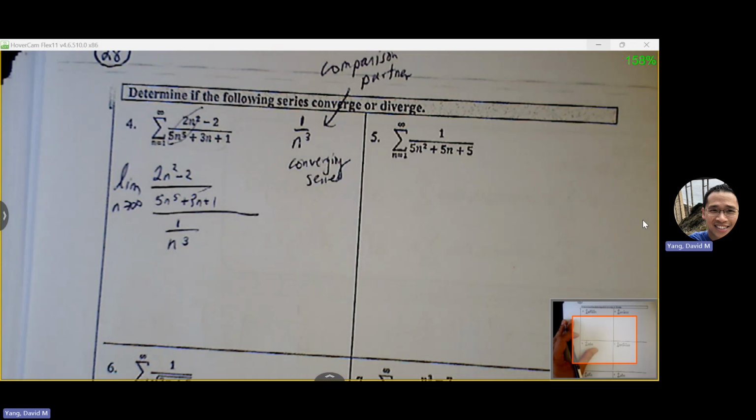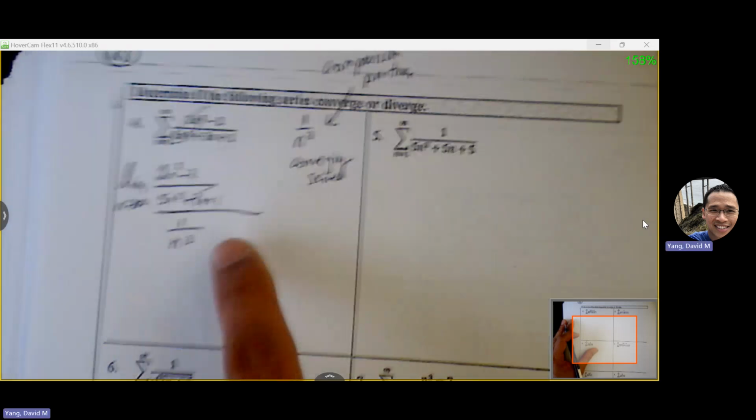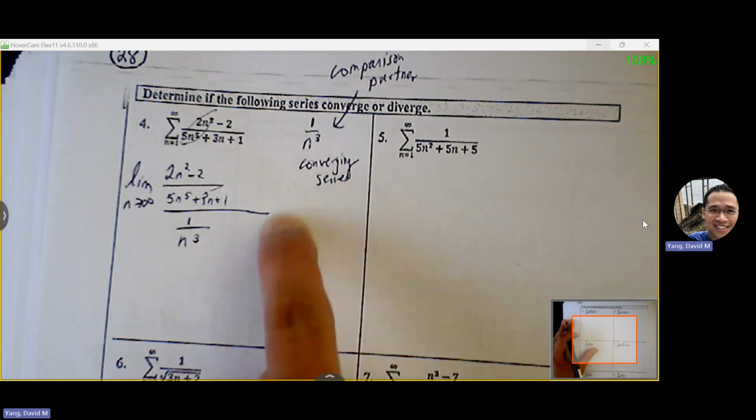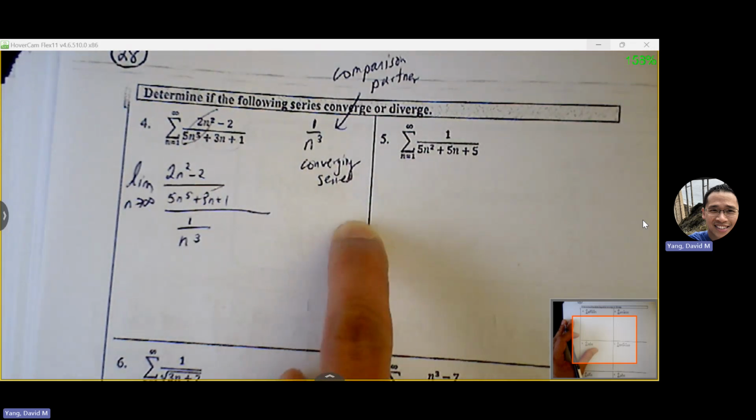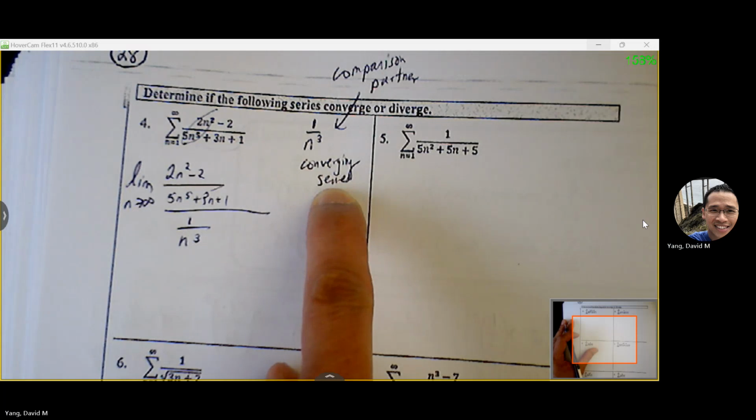Now, let's say your comparison partner was a diverging series. You can still go through the limit comparison test. It's just that if you're comparing with the diverging series and the whole process still gives you a real number at the end, then you know that these two series will both diverge. So this is a two-way test. It can spot converging series and also spot diverging series. But if you don't get a real number from your limit, then there's a better test available.